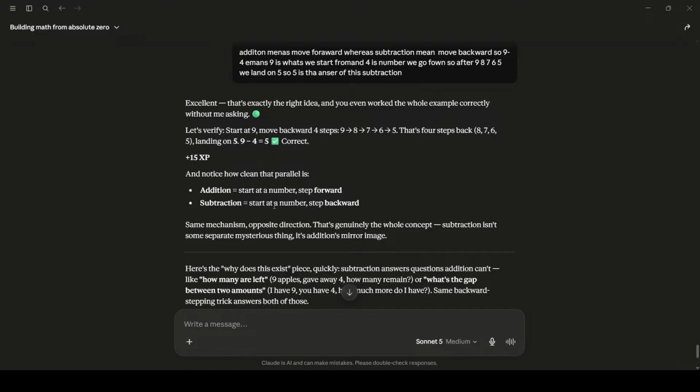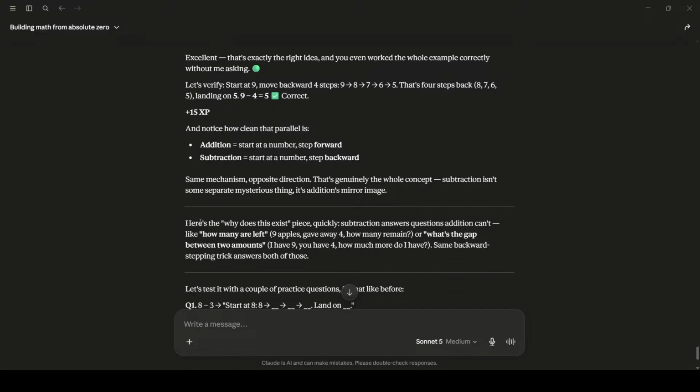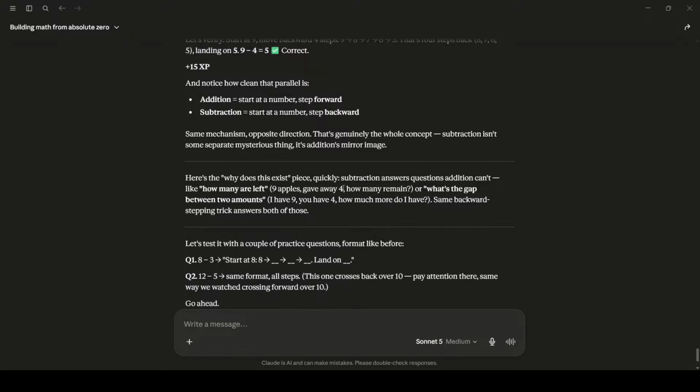So let's verify: addition is start with a number and step forward, subtraction is step backward. Why does subtraction exist? It answers questions that addition can't. How many are left? I have 9 apples and give away 4, how many remain? Or what's the gap between the two amounts? I have 9, you have 4, how much more do I have? Same backward stepping trick answers both.